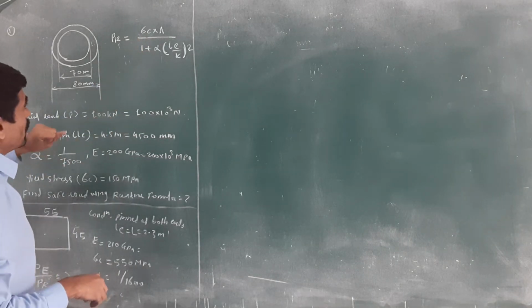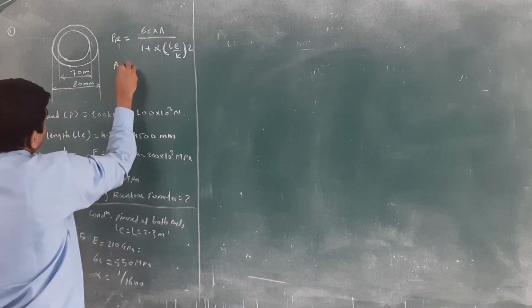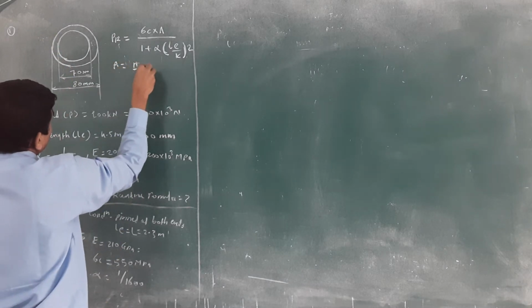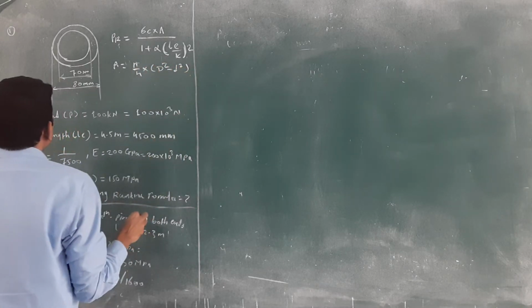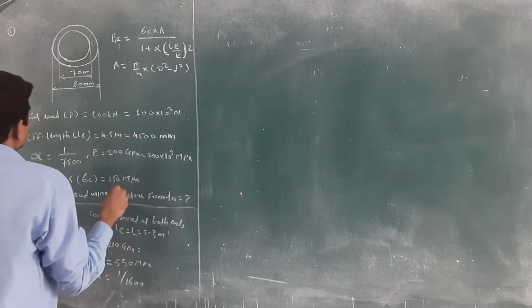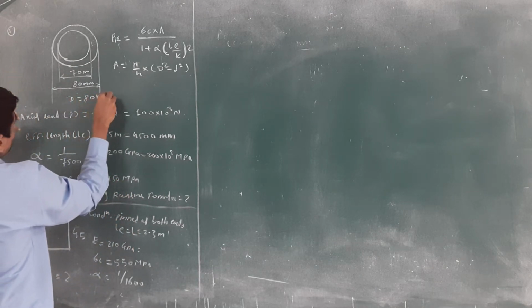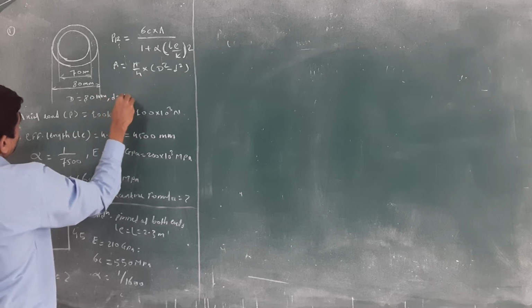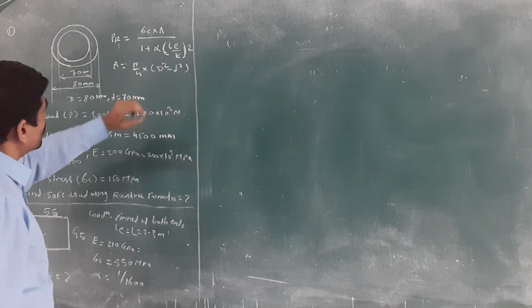Then what is the formula for the area of the given hollow portion? We know that area is equal to pi by 4 into (D square minus d square). Here capital D is the outside diameter. What is the value of capital D? 80 mm. And what is the value of small d? It is equal to 70 mm. Then we know the area.